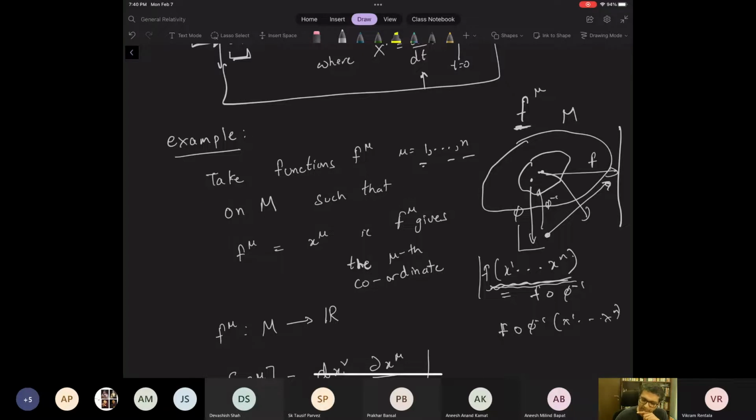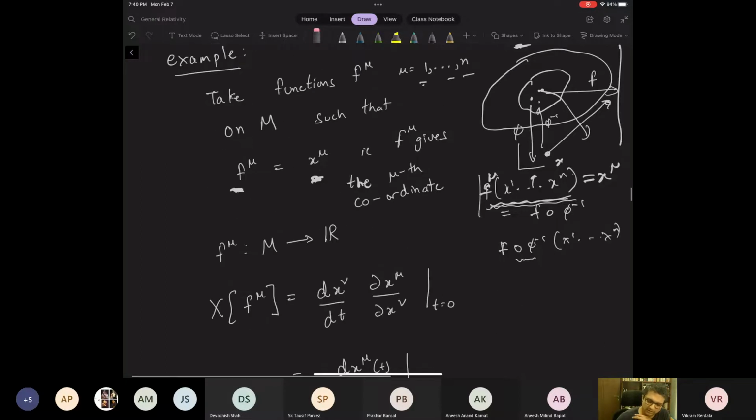Phi inverse takes me back to the manifold, and the function actually acts on the manifold. It doesn't directly act on the coordinates. In shorthand, we will drop this once we know which coordinate system we're talking about. So f mu is equal to x mu. If we're choosing some function f mu which is x mu, that is, it returns the muth coordinate, this we're defining as: I take a function which I label as f mu and it returns x mu.